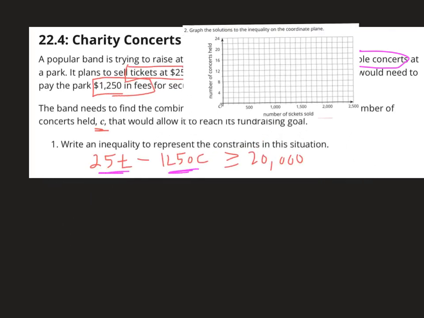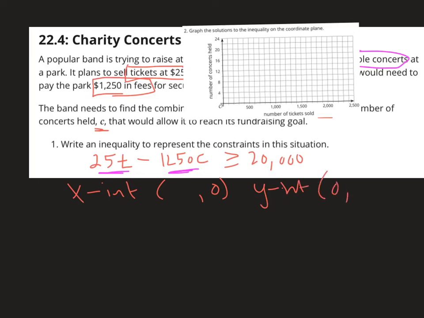Well, you can write it in slope-intercept form, or for big numbers like this, you guessed it, I want to use the x-intercepts and the y-intercept. So my x-intercept, I know, is going to be some number, comma, 0, and my y-intercept is going to be 0, comma, some number. So for the x-intercept, that's going to be 25, right? The tickets sold here looks like it's on the x-axis, so 25t minus 1250c, which would be 0 at that moment, is going to be equal to 20,000. I'm just setting equals because I'm looking for an exact moment.